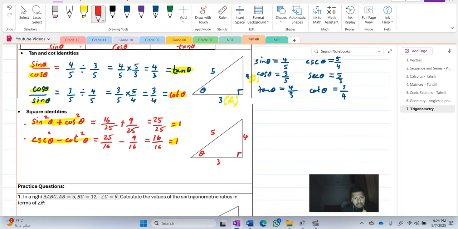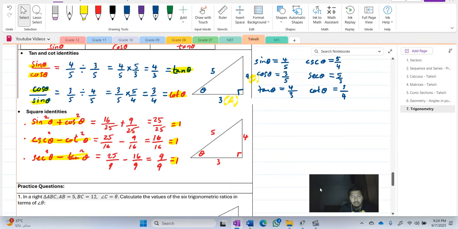Next one, we want to prove that sec squared theta minus tan squared theta. What is sec squared? 25 over 9, minus tan squared is 16 over 9, and we get 9 over 9, which is also equal to 1. So what we know is that sec squared minus tan squared is also equal to 1.